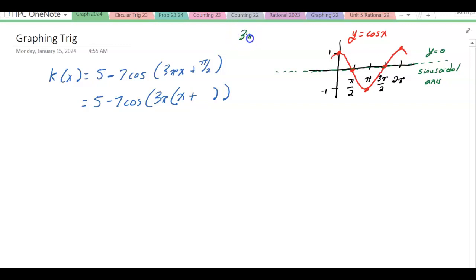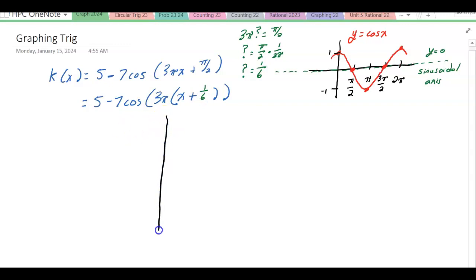So I'm going to do a little algebra equation up here at the top. So it's 3 pi times something is equal to pi over 2. To find the question mark, I'm going to divide by 3 pi. Another option, instead of dividing by 3 pi, which I like a little better, is to multiply by 1 over 3 pi. So then the question mark is going to be 1 over 6. So in the parentheses here, I'll have 1/6.